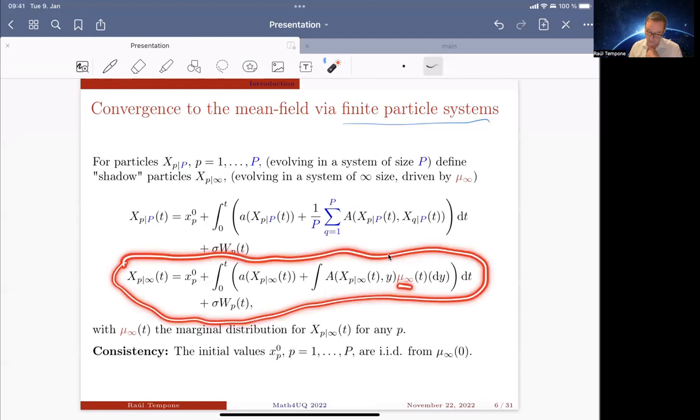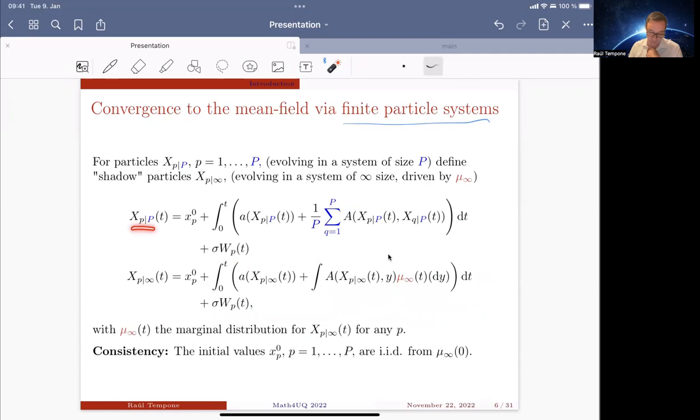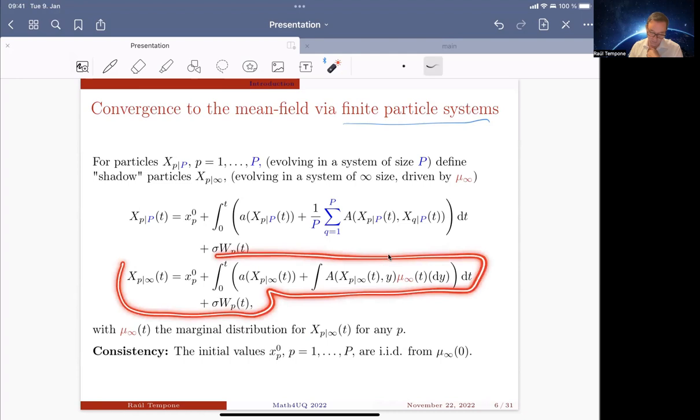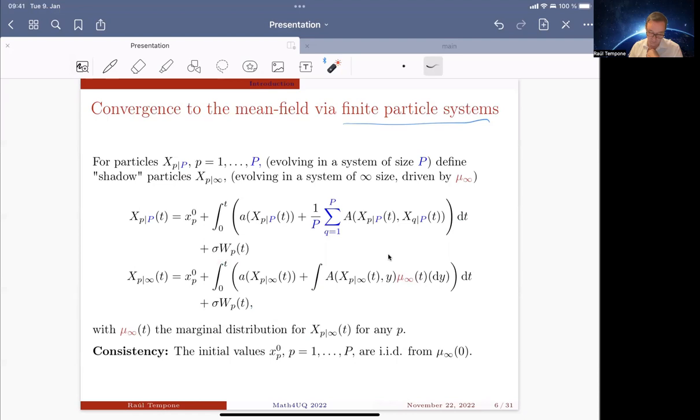And the notation infinity here will be clear now when I describe the finite system. Here we have each of these particles, each of them has the same law, right? Because the equations are the same, the Brownian motions could be just independent, but by construction, these things have, for different values of p, the same law, and they're independent as long as the w here is independent. Because remember, the law here is a deterministic object, right? So there's nothing more.